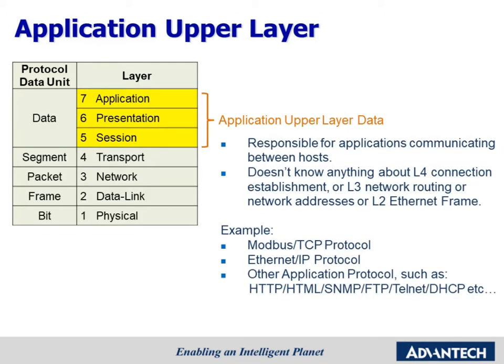Let's see the upper layer in the OSI model, the application layer. As you can see in the yellow block, it is responsible for applications communicating between hosts. Below are examples of common application protocols, such as Modbus TCP, HTTP, and so on.